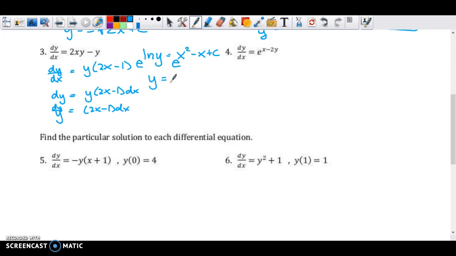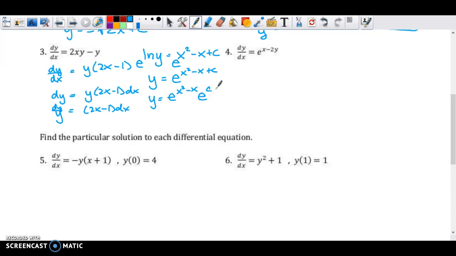And now nothing's going to really happen here. I'm going to have to keep that the same. But this is all in my power. I can use some algebra exponential rules because we've talked about this before. Whenever you're adding, that turns into multiplication. So I'm going to rewrite this as e to the x squared minus x times e to the c.